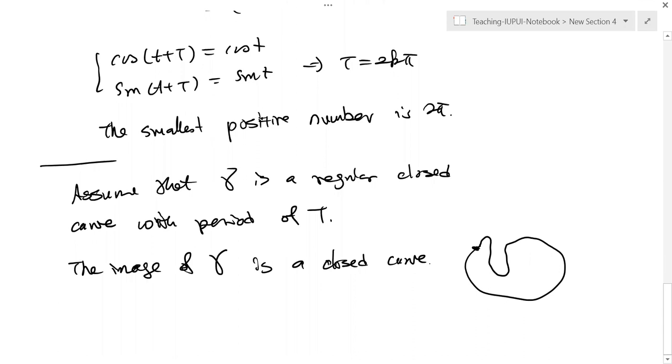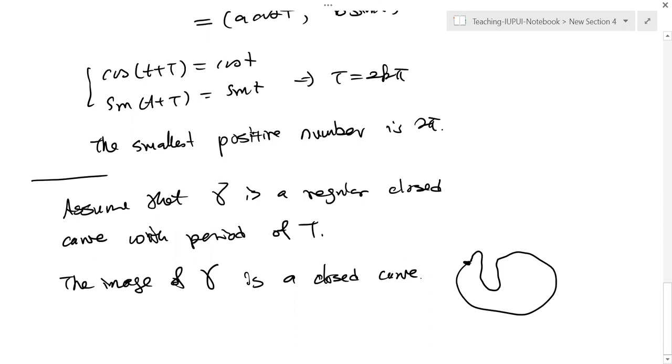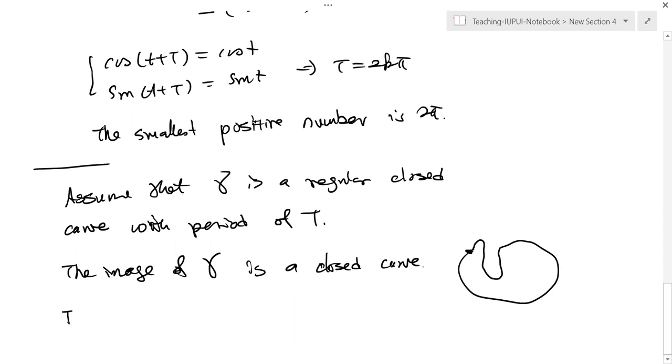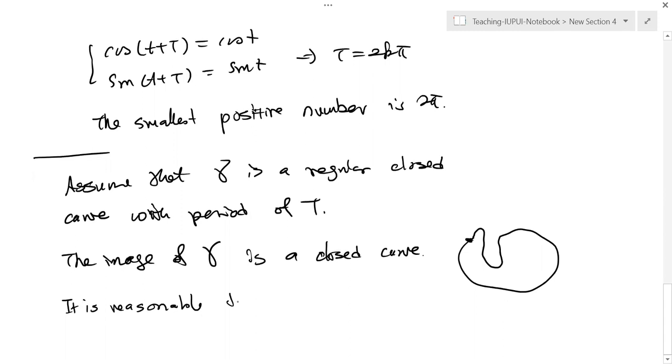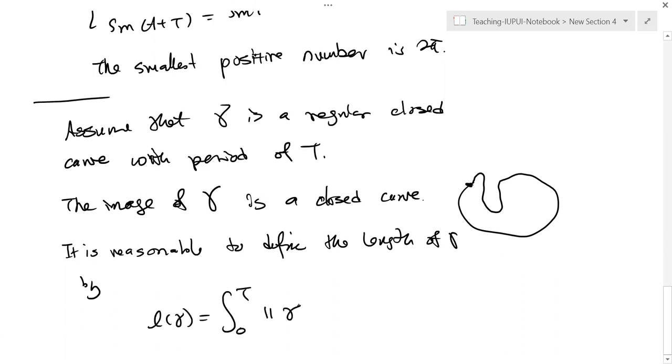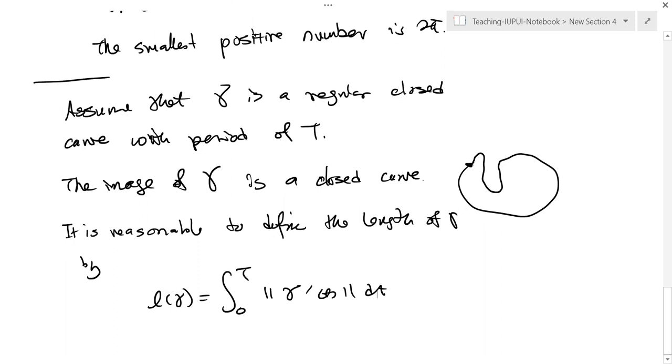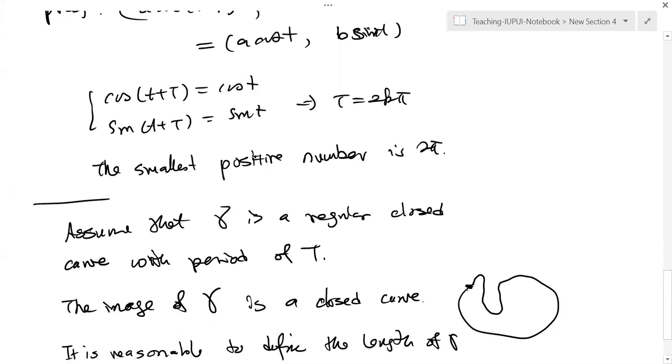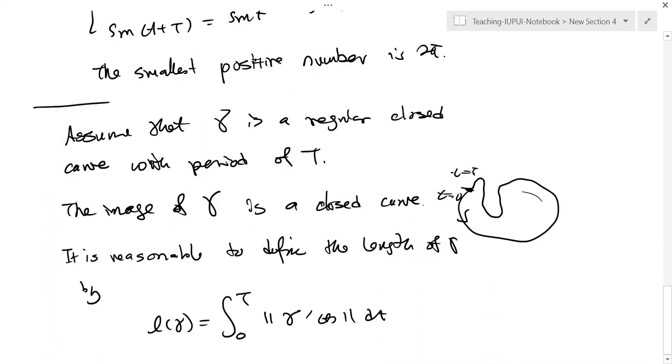So when we're talking about a closed curve, what is its length? It's reasonable to define the length of the closed curve to be just the length of the piece within the period, from zero to capital T. So it is reasonable to define the length of gamma by the following formula. You don't need to evaluate along the whole line. If you evaluate along the whole line, it is going to be infinity, so we only need to consider that piece, from t equals zero coming around to t equals capital T. That's called the length of the closed curve.